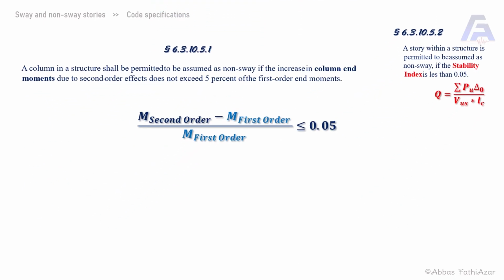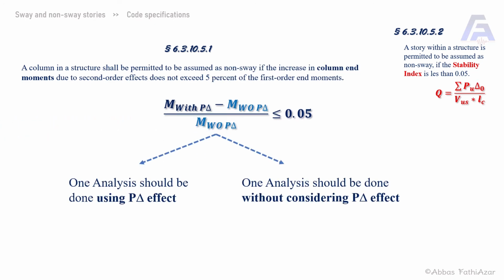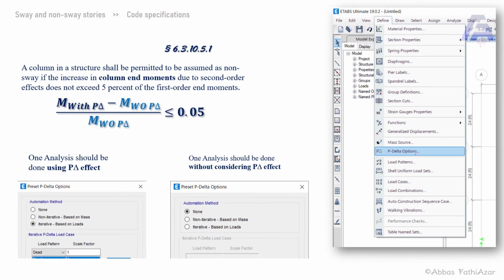Now let's go and check each of these options in detail. In software language, this formula can be presented like this: the moments that we get from analysis including P-delta effect, and the moments that we get from analysis without P-delta effect. And if you remember in the ETABS software, there was an option to include the P-delta effect, and if you don't want to include it, you put none, and if you want to include, you put this option and you introduce some loads.